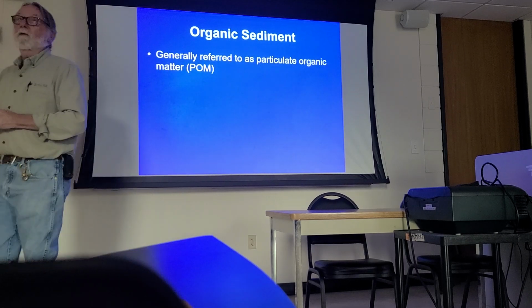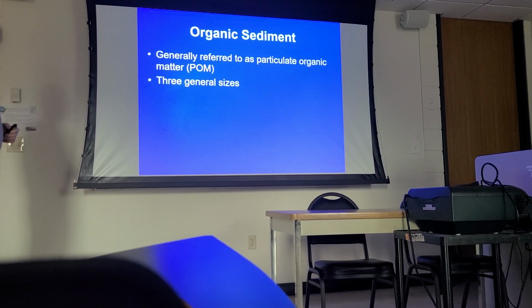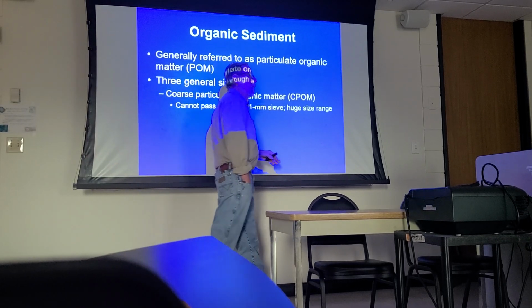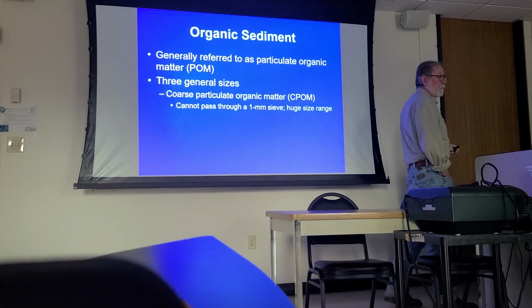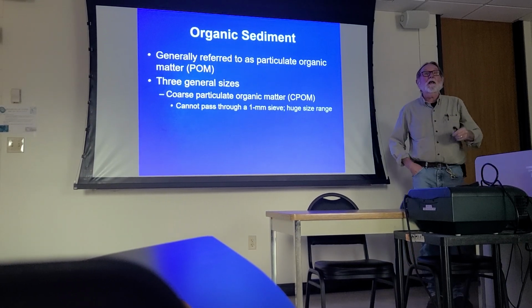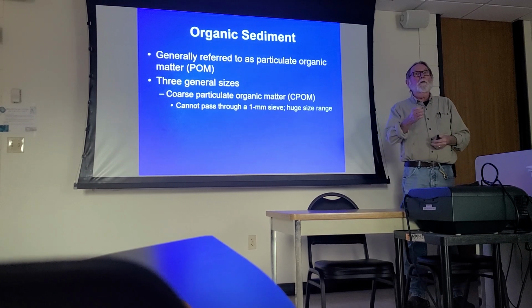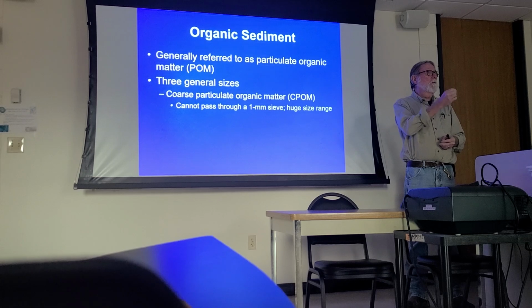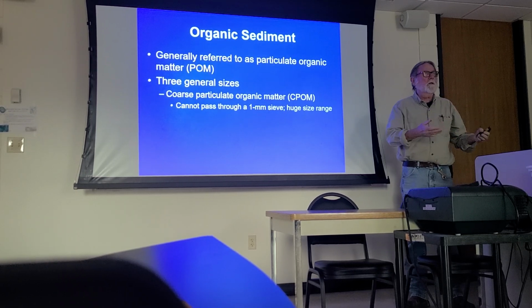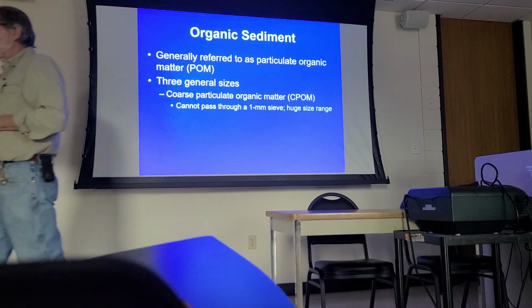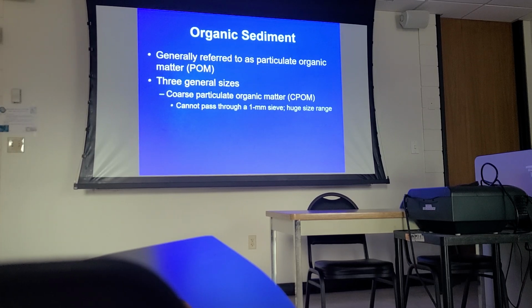We don't use the Wentworth scale for these. There are 3 general sizes. First, coarse particulate organic matter, often referred to as CPOM. Basically, this is anything bigger than a millimeter, which is a huge size range. It could be a little piece of a leaf, or it could be the entire tree floating down the river. That's all coarse particulate organic matter. It's a massive size difference, but in terms of biological function, it's all about the same.